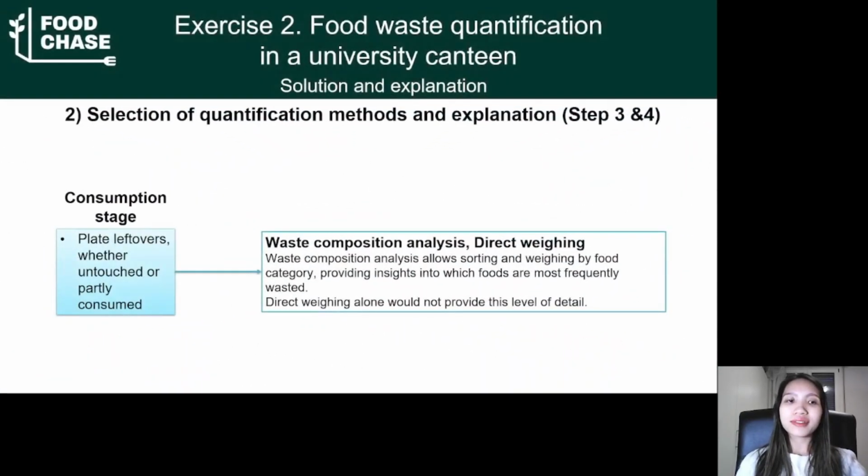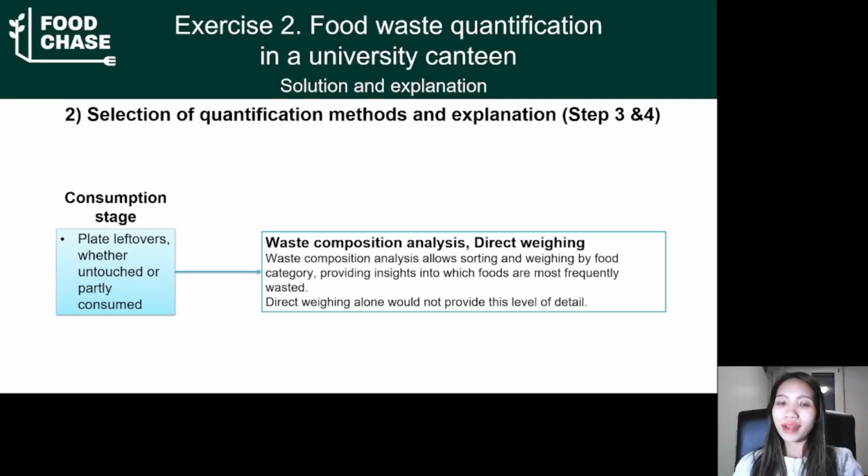In the consumption stage, assuming there's no other source of waste, we have bread left over, whether untouched, so intact, or partly consumed. This waste can be measured and analyzed using the waste composition analysis that allows the sorting and weighing by food category. It can provide insight into which foods are most frequently wasted so the canteen can adjust the preparation.